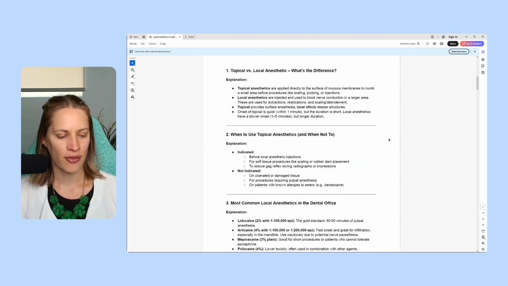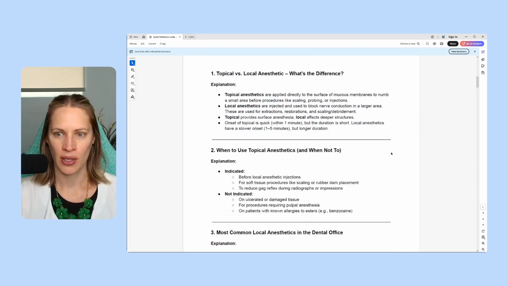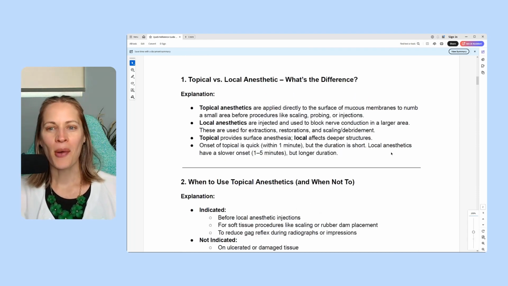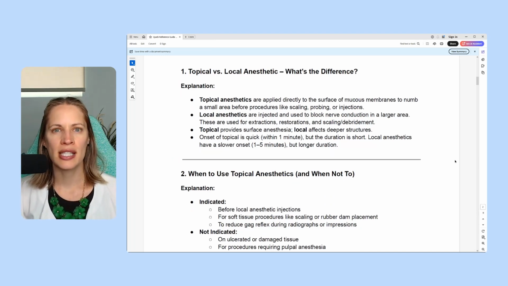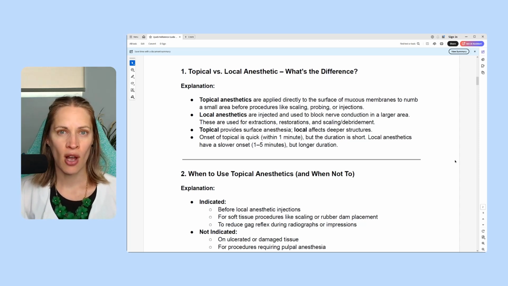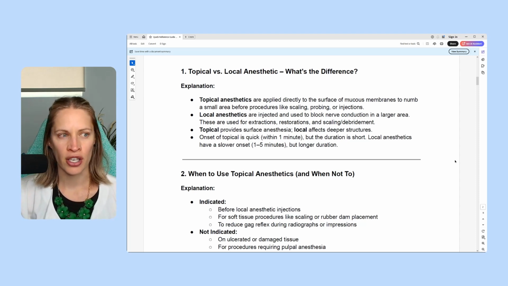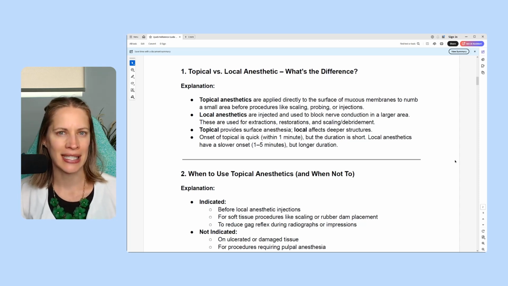So, topical versus local anesthetic. What's the difference? We all know topical is the one that numbs the area before the needle goes in. Topical is that gel on a Q-tip. There's even spray topical. There are different forms and types, but that's typically the one you would see in the dental office. Local anesthetic is the needle.